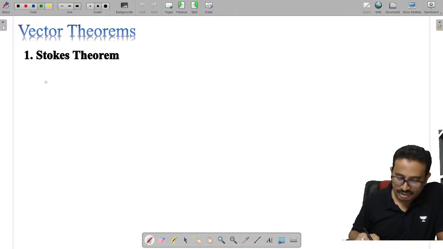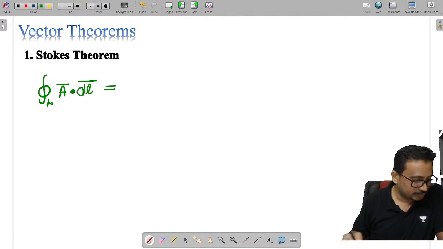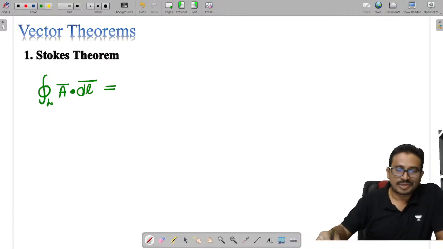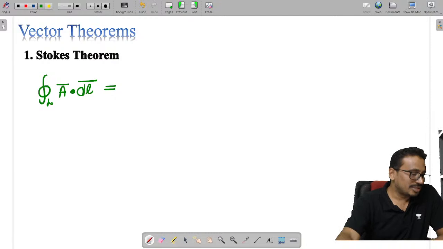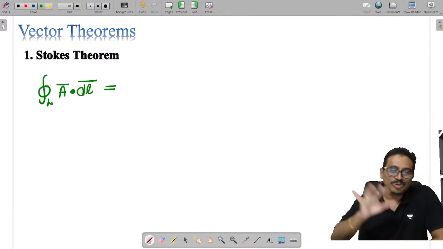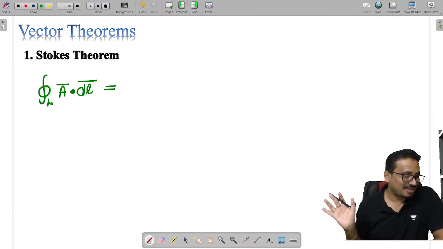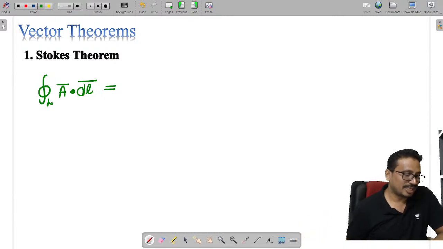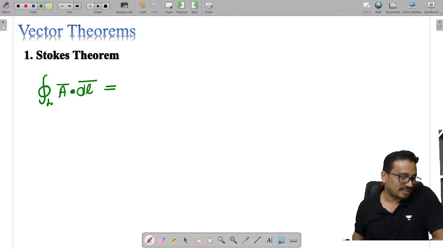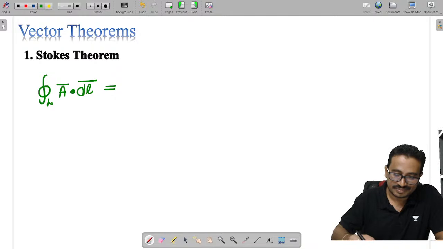Listen carefully. Stokes theorem. Let us consider I want to find the closed line integration of some vector, the closed line integration of vector A dot dl. To remember this, first write the things and do the magic, so that you can easily remember. Write it one or two times here, and we will do so many problems on this, then it will automatically get into your mind. You never forget the things. Don't worry.